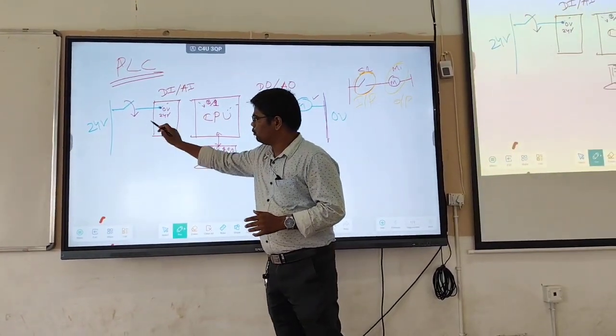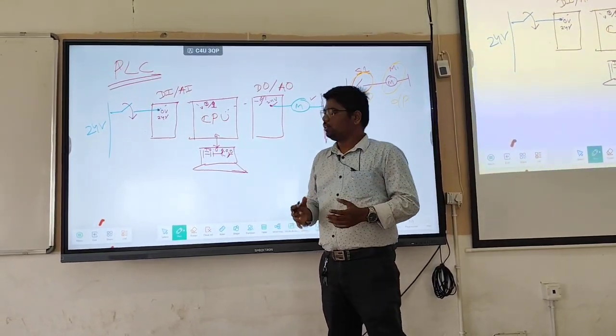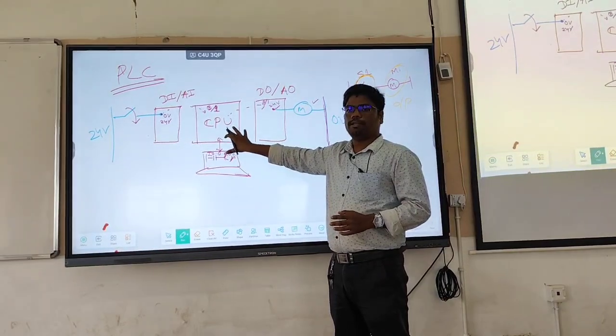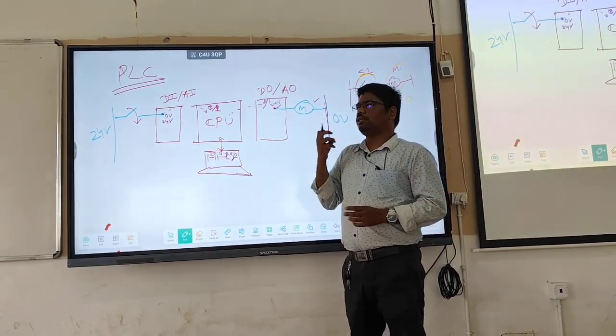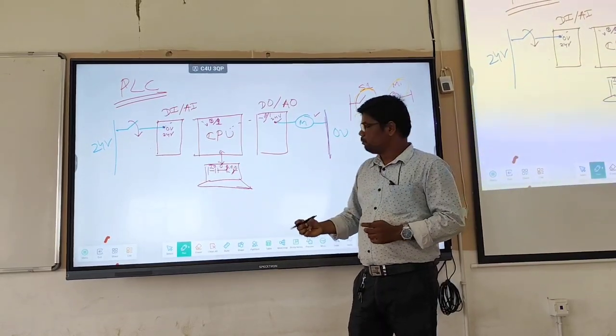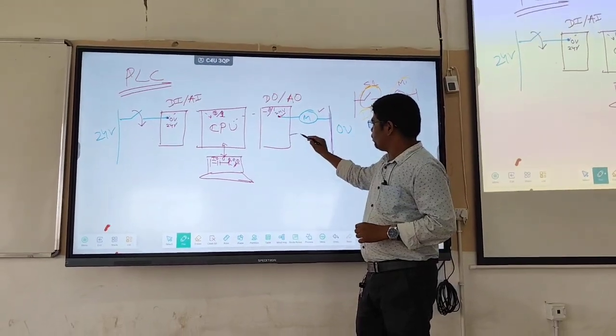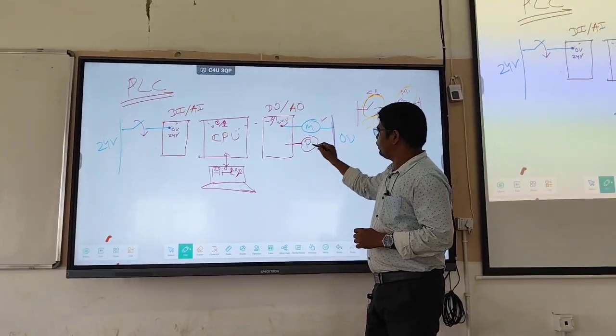We will give certain inputs. Those input status change from 0 to 1, 0 volt to 24 volt. That comes to the CPU. The CPU processes: if this particular input is on, then which output needs to be on. So that output is on accordingly. And from there, most of the time, you connect the relay as the output.